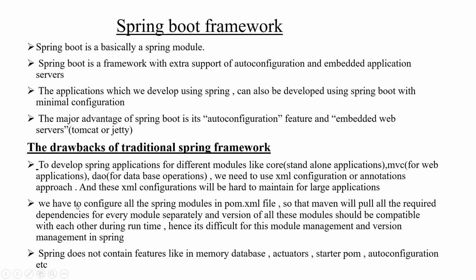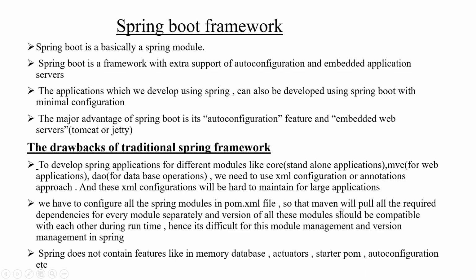The second one is we have to configure all the Spring modules in the pom.xml file, right? We have to configure all the modules in the pom.xml file so that Maven will pull all the required dependencies for every module separately, and the versions of all these modules should be compatible with each other during runtime. For example, if I want to build one application, your application will have so many layers: a database layer, a front end layer, an MVC layer for web. For all those layers, you should have the correct version. You have to manage the versions also, and put the correct version in the pom.xml file every time, whether I am using DAO or MVC.